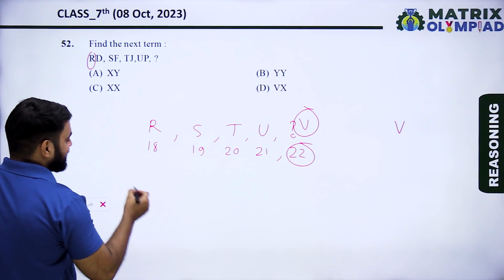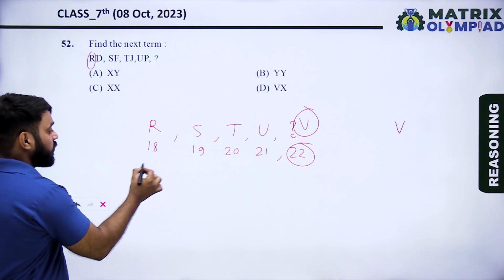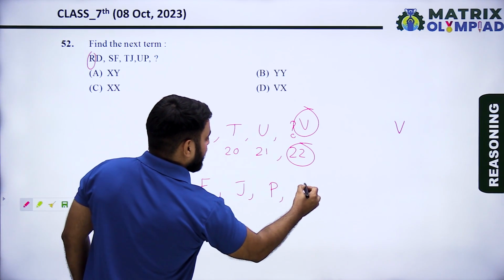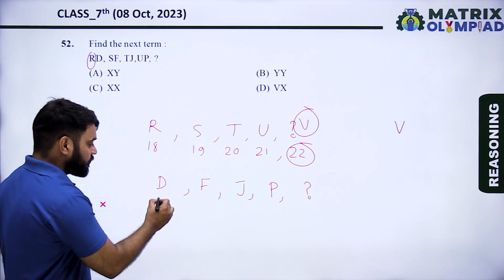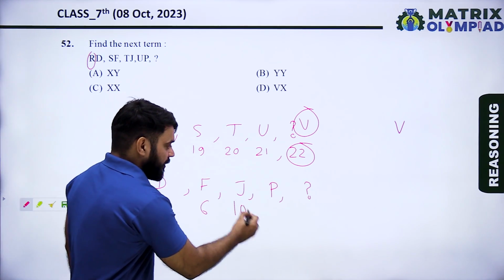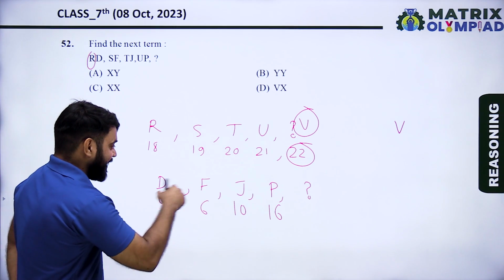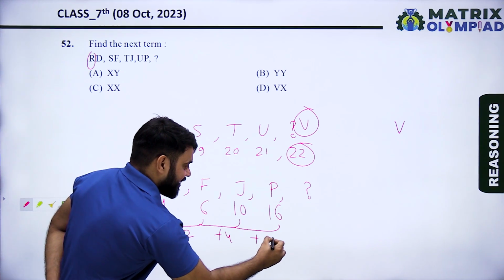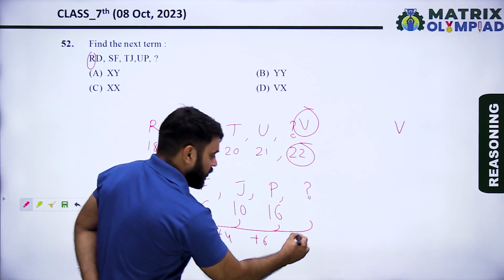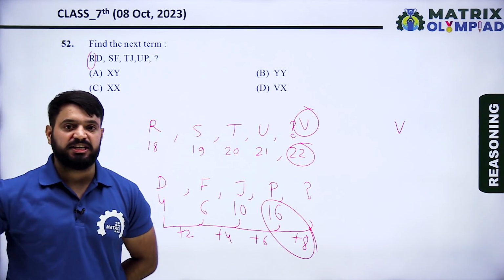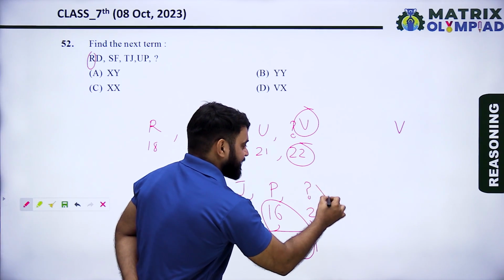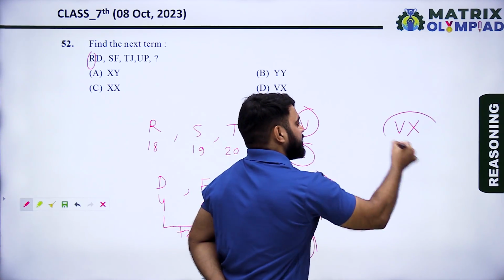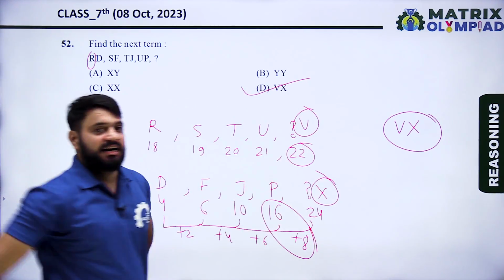Similarly, write the second alphabet of each term. The second alphabets are D, F, J, P and the missing alphabet. The position of D is 4, F is 6, J is 10, P is 16. The difference from D to F is plus 2, then plus 4, plus 6. Now plus 8: 16 plus 8 is 24, and 24 means X. So the second alphabet of the missing term is X. So the missing term is VX, which means option D is the correct answer.